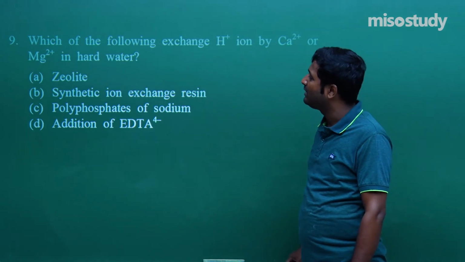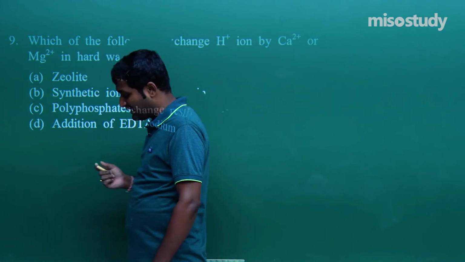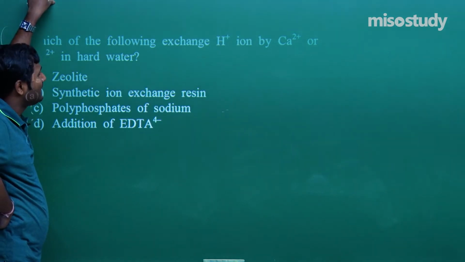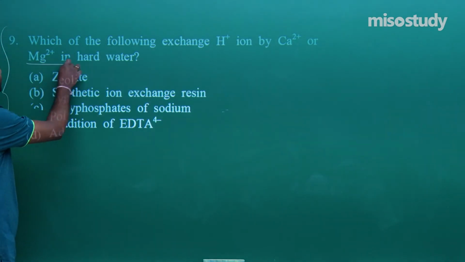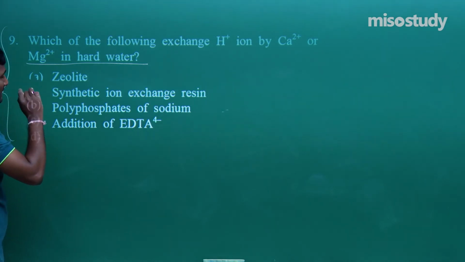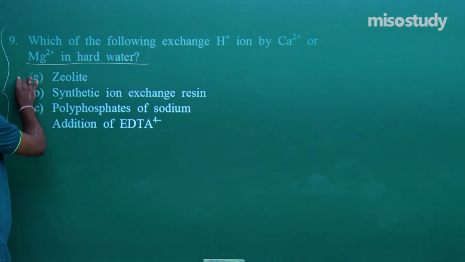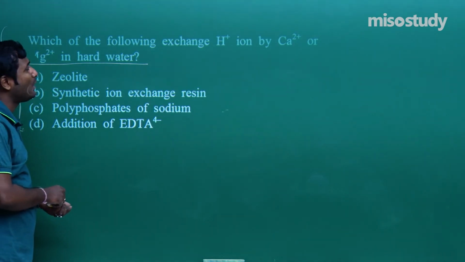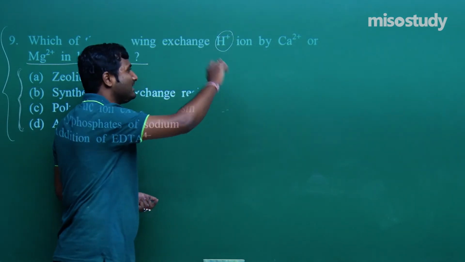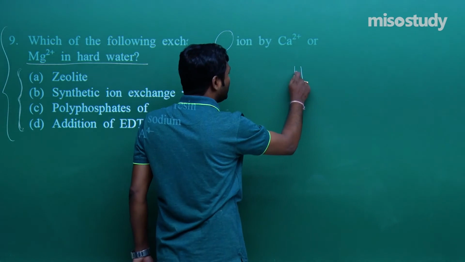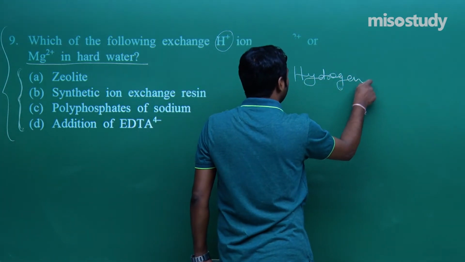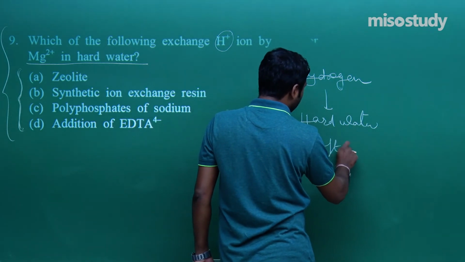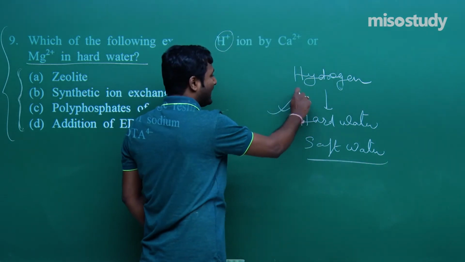Now let's move to question number 9. Now this is your turn, you have to give the answer. What is given here, look at. Which of the following exchange H+ ion by Ca2+ or Mg2+ in hot water? This is the question. As we all know, this is the method related to removing the hardness of water, and how to exchange, that is the ion exchange resin method. I have discussed these things in the hydrogen chapter, hydrogen and its compounds. Remember this, what is hard water, what is soft water. If it gives lather, then it is known as soft water. If it does not form lather, then it is known as hard water.